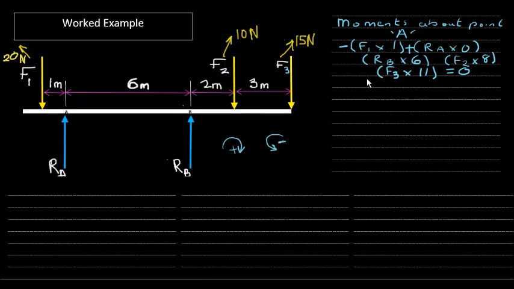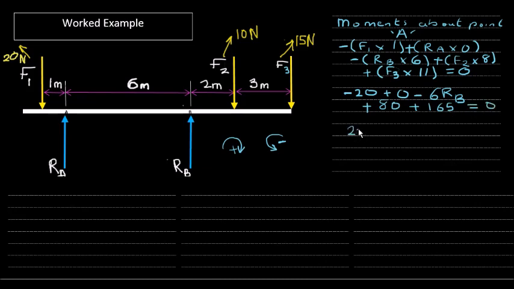So any moment that is making it go clockwise will be a positive moment. Any moment that will make it go anti-clockwise will be a negative moment. So if you pivot it at A, if you imagine this to be a long ruler with a pivot at A, and then you're pushing it down in the direction of these forces, then if it's going to go clockwise, it's a positive moment, and if it's going to go anti-clockwise, it's going to be a negative moment, and that's what we're doing.